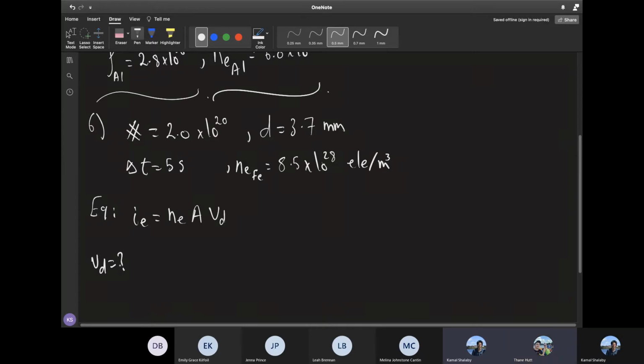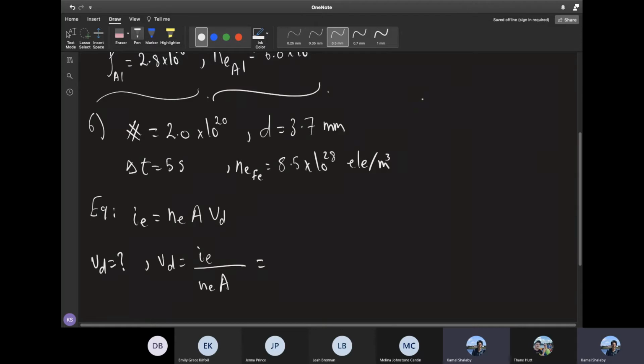Are we just gonna rearrange? Okay, yes. So we're gonna say that vd is equal to Ie over n e A. Do we have n e here, and we have the A, which is the diameter. We have the diameter of a circle, and you can find the area using the diameter. But then what is Ie equal to? What is the electron current?